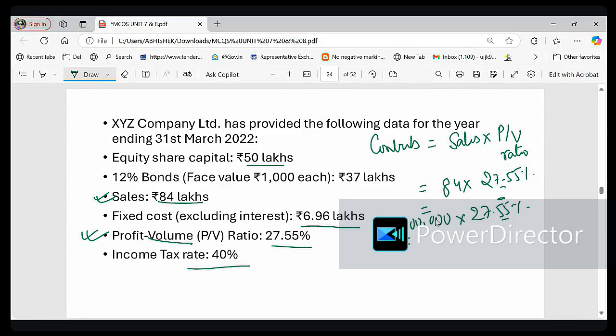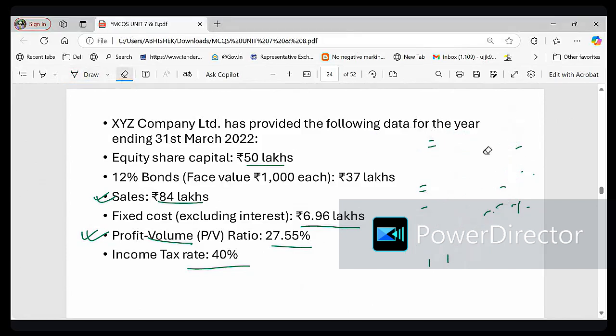So if you calculate this 27.55%, you will get 23 lakh 14,200. Please let me know. Are you getting the same? Yes, very good. 23 lakh 14,200. Very good. Now we know the contribution. Now can you calculate the EBIT? How to calculate the EBIT?